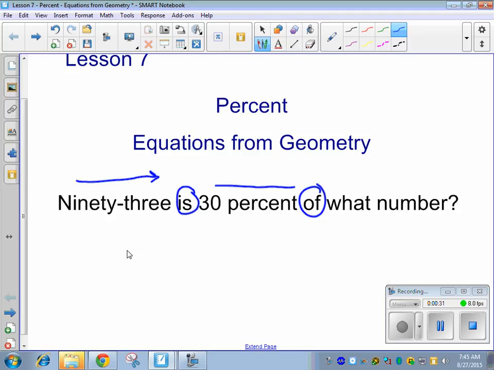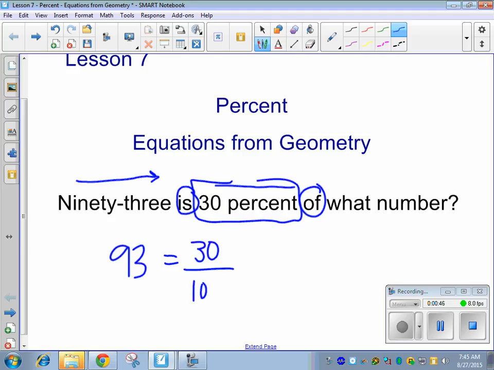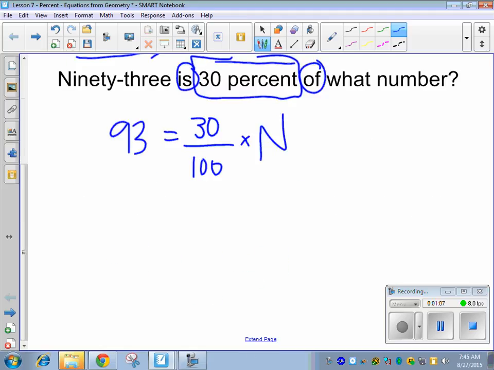So 93, obviously, we write down 93. Is means equals, okay? And then we write 30%. Now, when you do a percent, there are multiple ways to do a percent, right? I'm going to do 30 over 100. What's another way you could do it? Yeah, you could do 0.3 if you like decimals, okay? As long as you understand how to do it. But I usually just put it over 100. So 30% means out of 100. All right. Of means what? Multiply. And then we have what number, so that would be n.